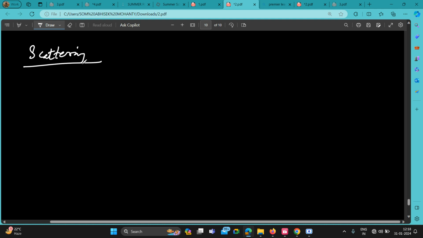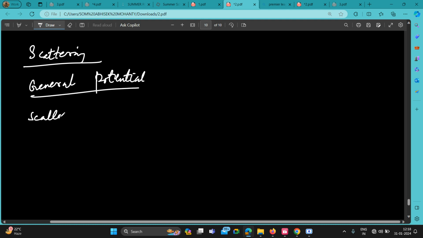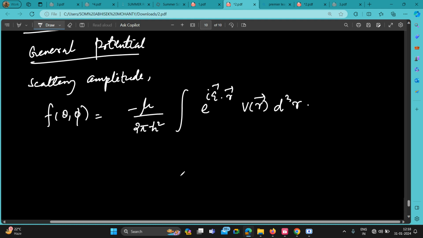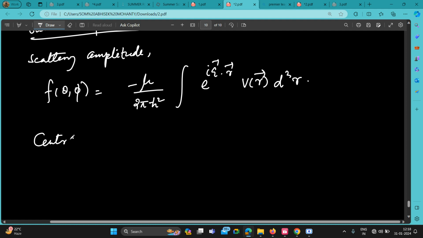From scattering, there are two formulas that are very necessary. One is for a general potential, the scattering amplitude for a general potential. This can also come under first Born approximation. f(theta, phi) is equal to minus mu by 2 pi h cut square times the integral of e to the i q dot r, V(r), d cube r. This is one formula. Another one is for the central potential.